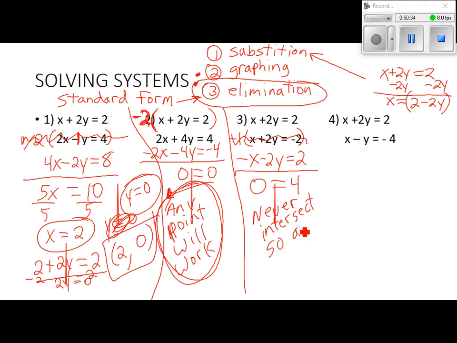Kellen, you starting to see where this fits into what we're doing? So they never intersect, so they're parallel. So what's the solution? Where they intersect at? They don't, so there is no solution. They don't intersect each other, so there is no solution of where the two lines intersect.